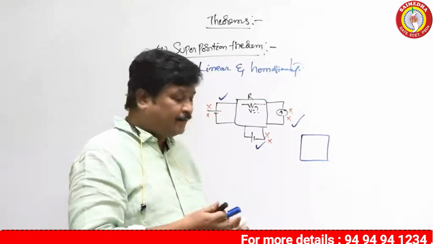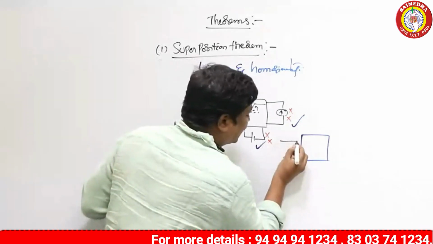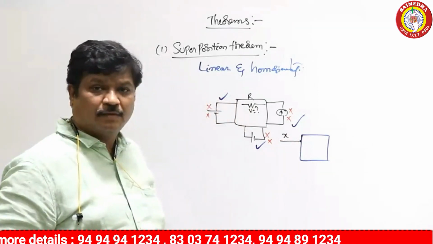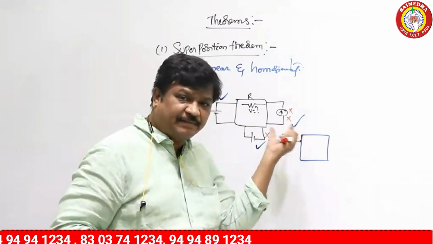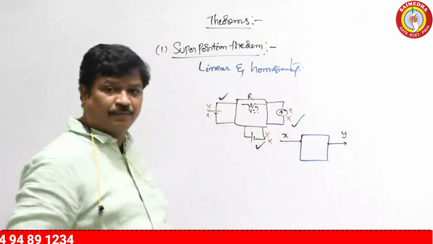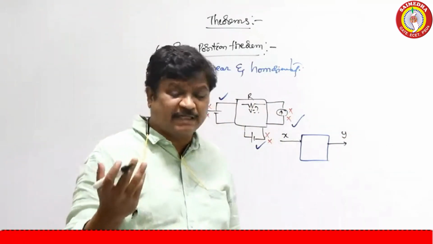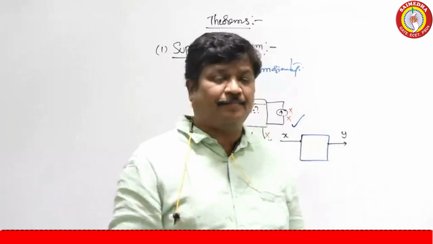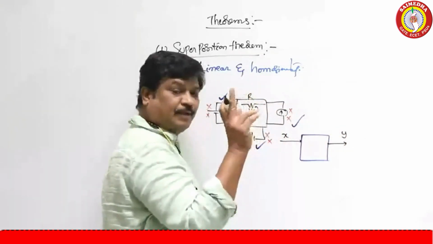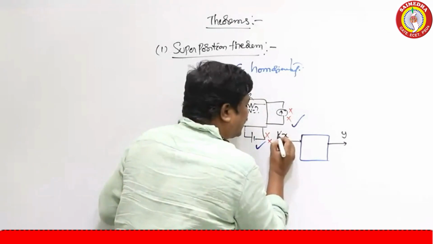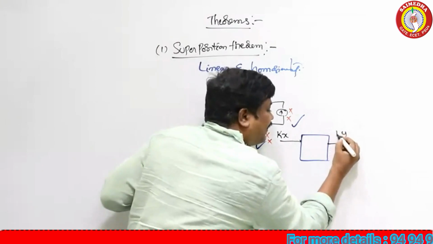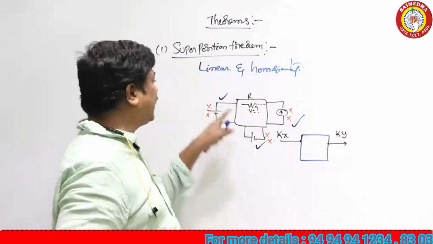Suppose I give an excitation x to this network, and at that time I get a response y. That response may be current or voltage, it is not a problem. We give some excitation, nothing but input, and we get some response y. Whenever the input is multiplied by some constant k, if the output is also obtained with the same factor, then it satisfies the linearity condition.